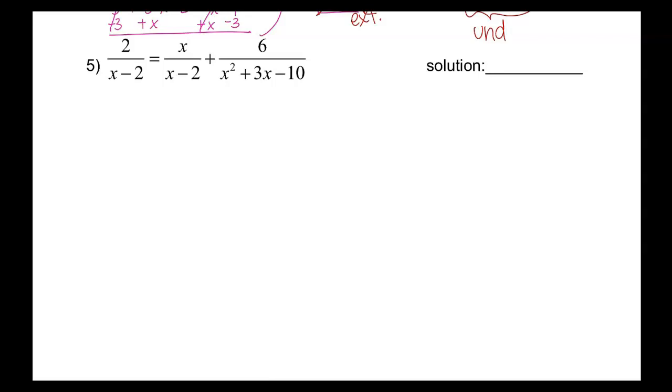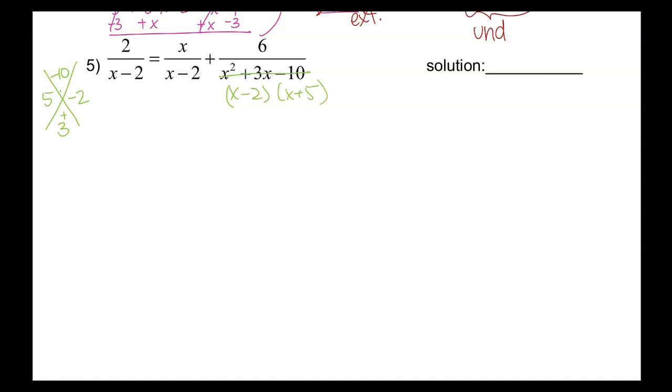So the first thing I would definitely do is see if you can factor this. So if you make your little X chart off to the side, you need to find two numbers that multiply to negative 10 but add up to 3. Well, the only two numbers I know that will do that are going to be 5 and negative 2. So I could rewrite this as x minus 2 and x plus 5.